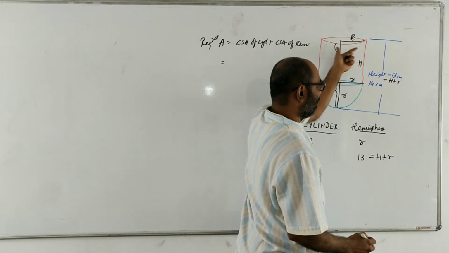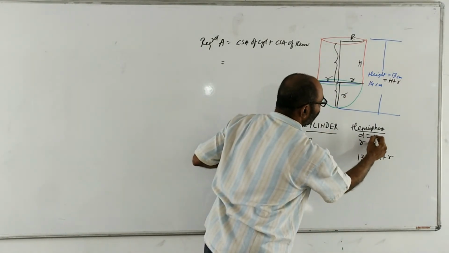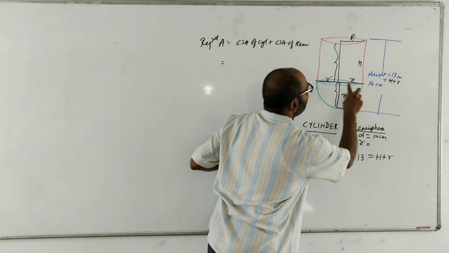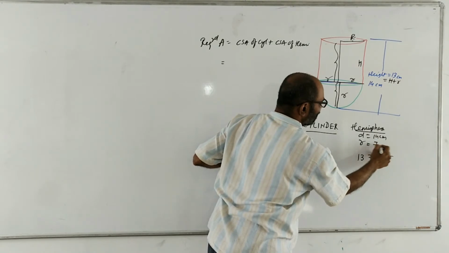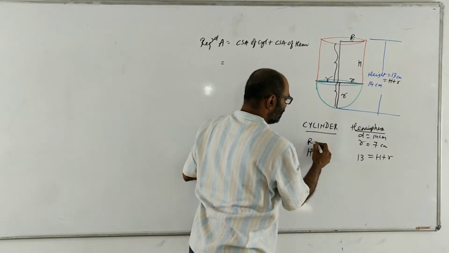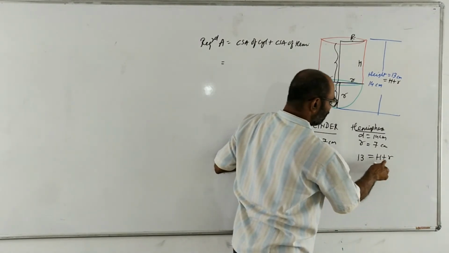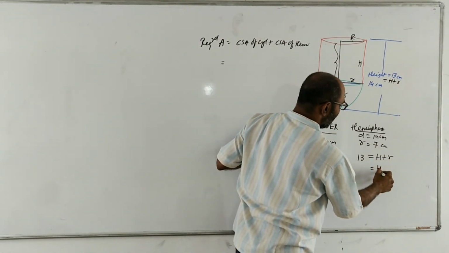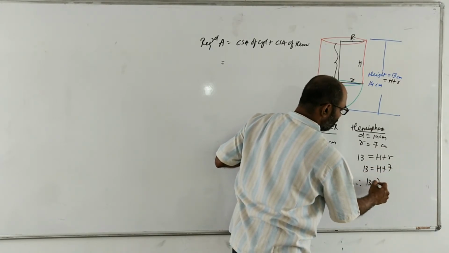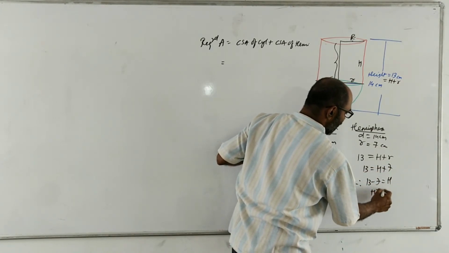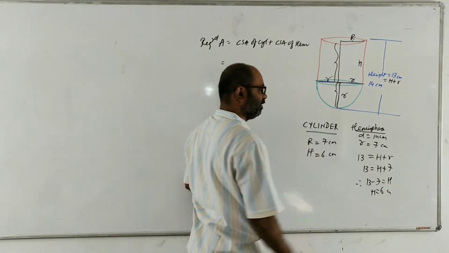The radius of both will be the same. If the diameter of the hemisphere is given as 14 centimeter, the radius will be 7 centimeter. And the radius of both is the same, so this is also 7 centimeter. Now put the values in h plus r: that is 7 and that is 13. Therefore 13 minus 7 is equal to h. So h is equal to 6 centimeter.